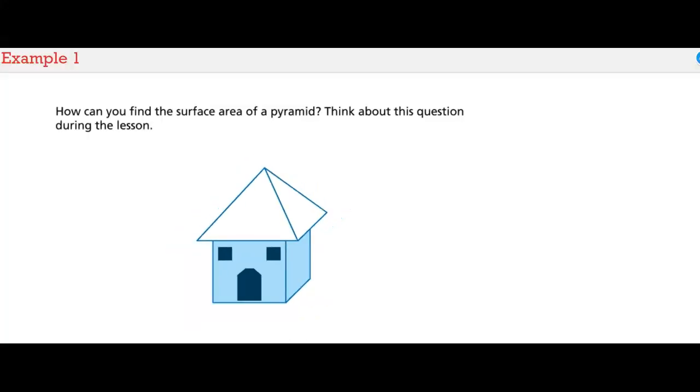Can you find the surface area of a pyramid? Think about this question during the lesson.